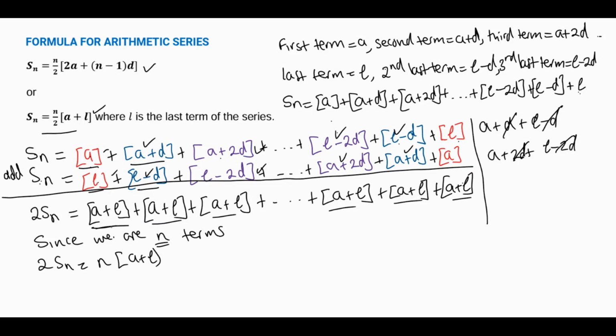It means we have n of these. Then here we divide by 2 on both sides of the equation. Sn is equal to n over 2 times (a plus l). We have derived this formula, right?